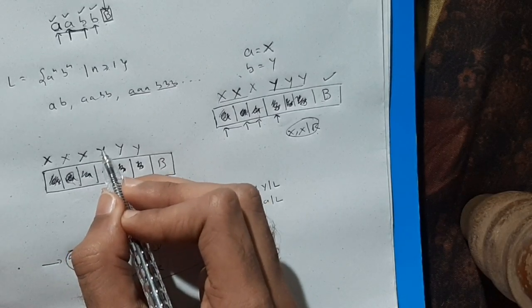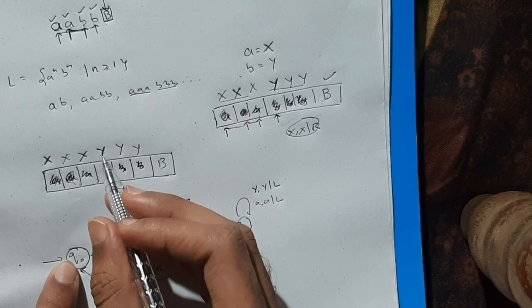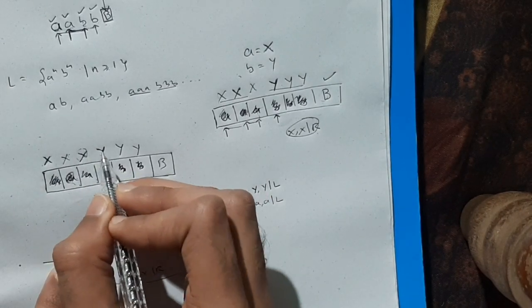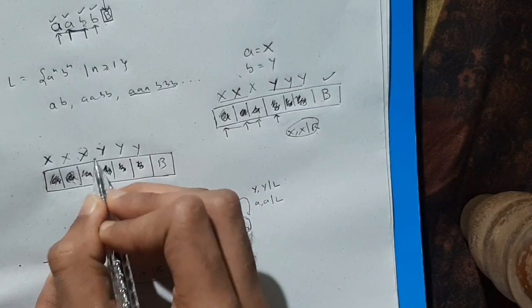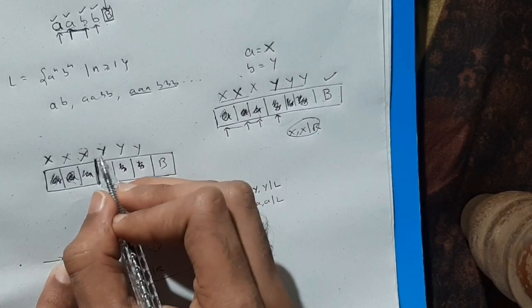Here I will find y, meaning I am in this position and no more a is left, that's why I find y here. What does that mean? If I find y after x, that means the string is over. If the string is over, I have to move to the final state. How will I move? I just have y left here.